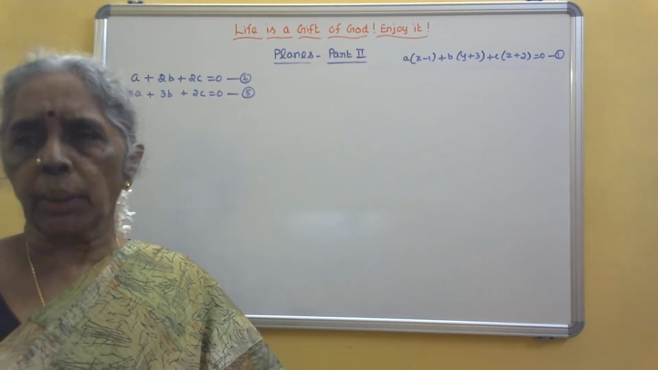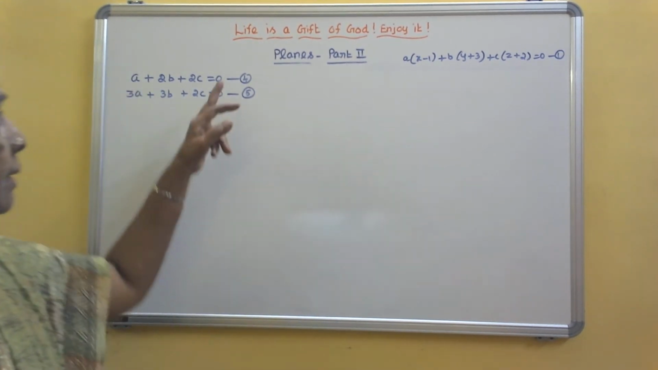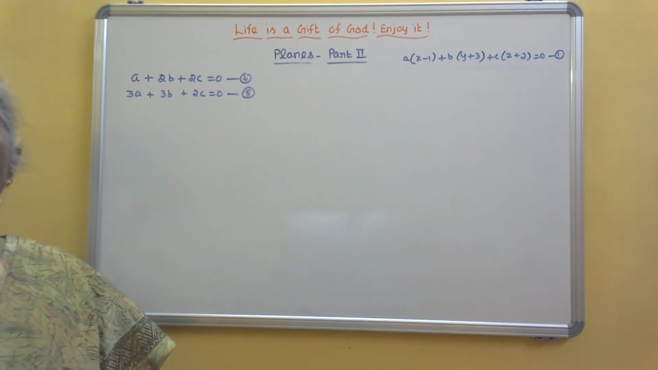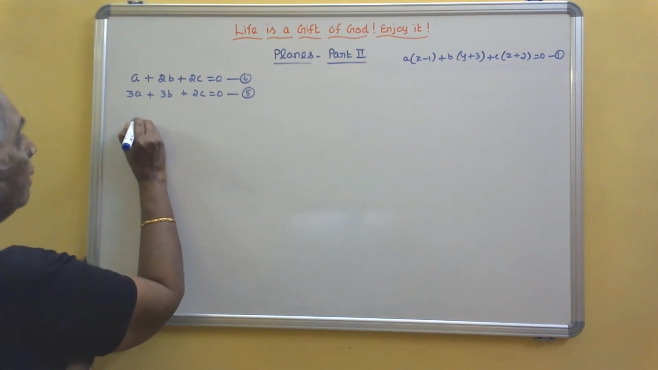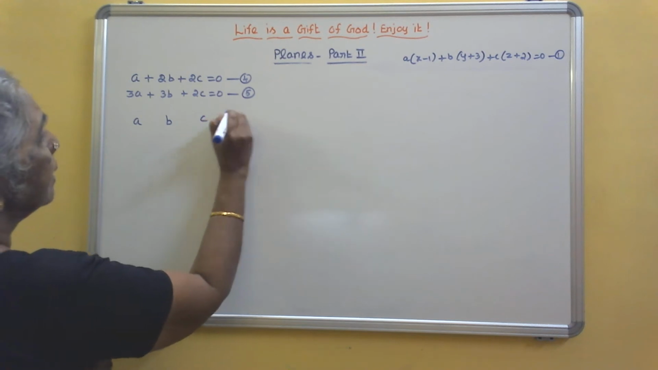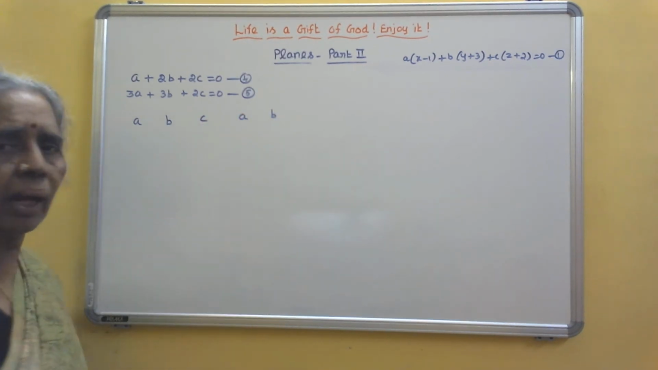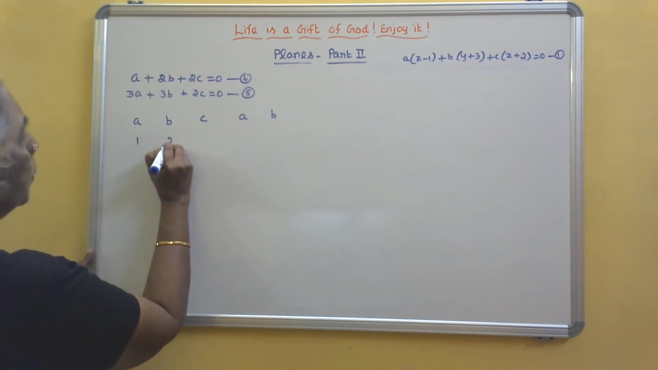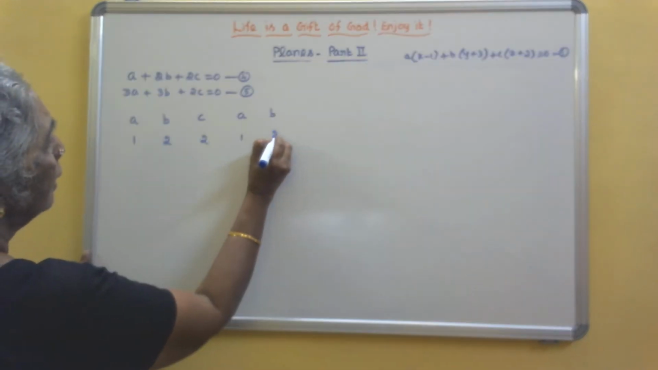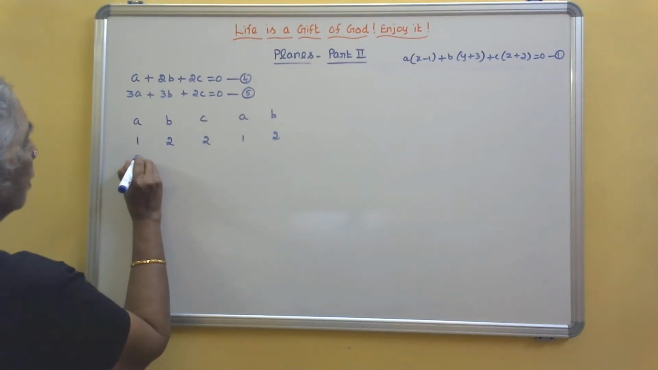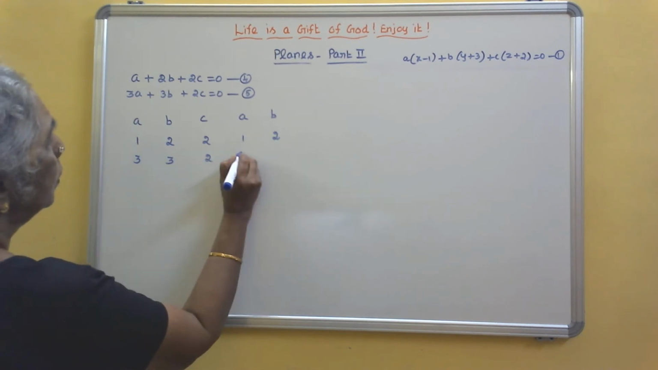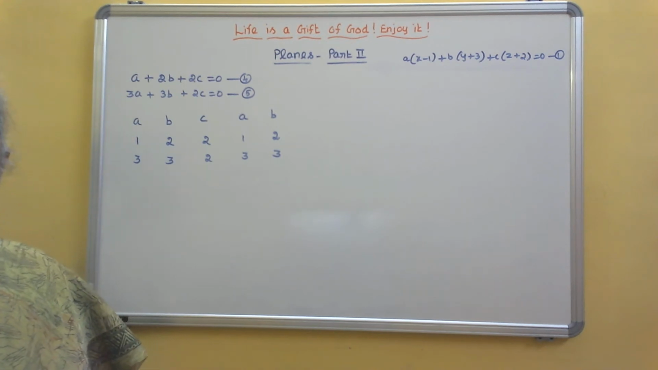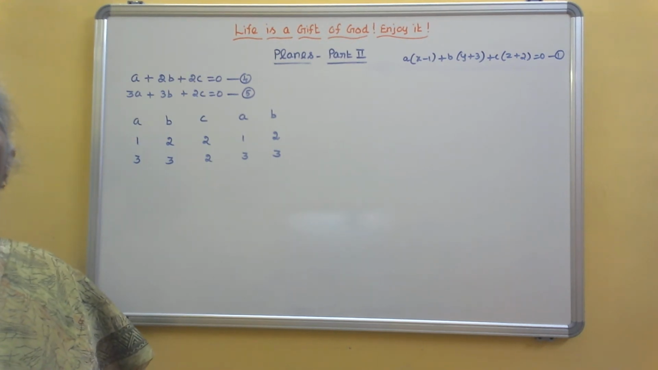We have got 2 equations in A, B and C, that is equation 4 and 5, right? Now I told you we are going to solve it by the rule of cross multiplication. That is, you write A, B, C, again A, then B, right? Then write the coefficients of A, B, C. 1, 2, 2, 1, 2. Come to the equation 5. 3, 3, 2, 3, 3. Okay. So I have written the coefficients of A, B, C in equation 4 and 5.